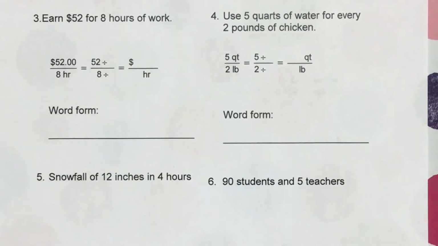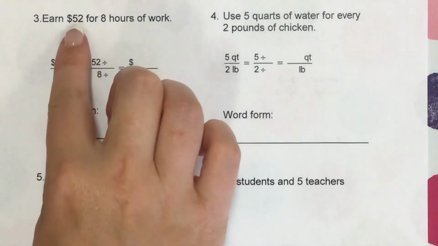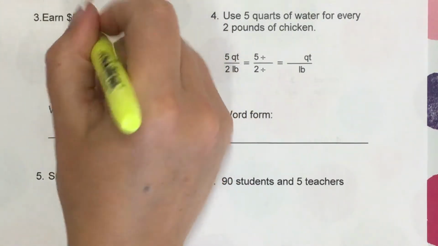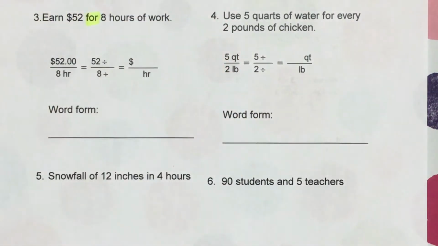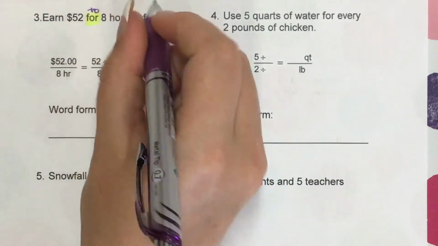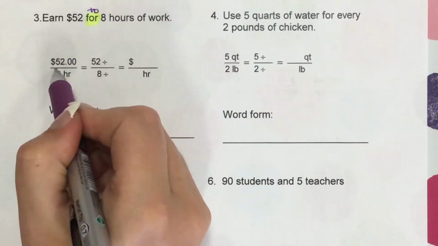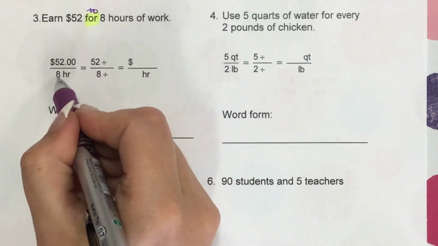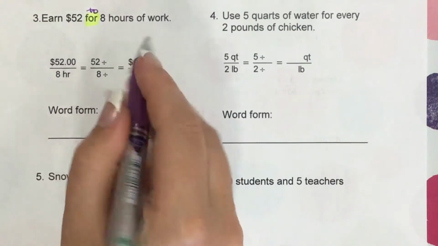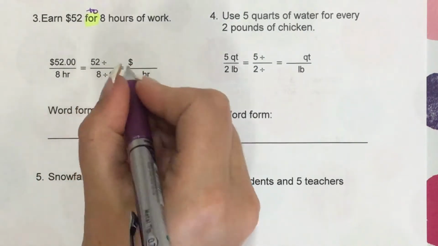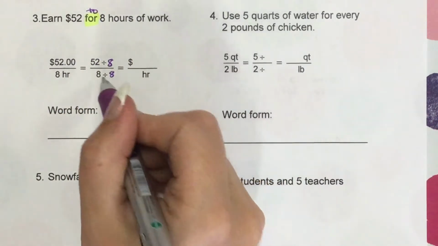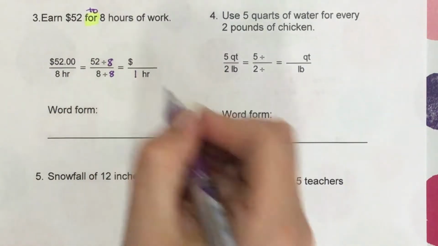Let's see how you did on problem number 3. Okay, problem 3 says earn $52 for 8 hours of work. So there's that keyword for, which is the same thing as 2. So we have $52 over 8 hours of work. Now we have to find the unit rate, so we need this to be a 1. So the only way we can do that is if we divide by 8. So 8 divided by 8. Whatever we do to the bottom, we have to do to the top. 8 divided by 8 is 1.